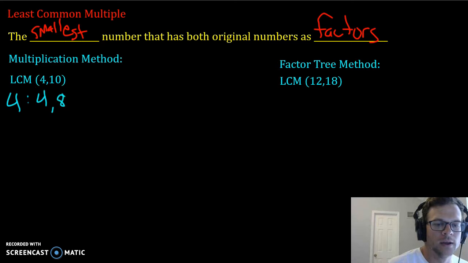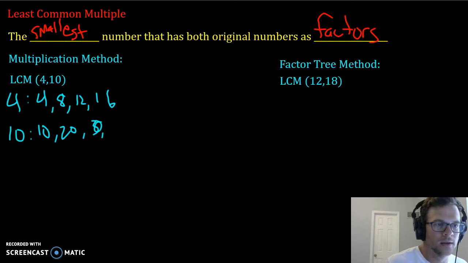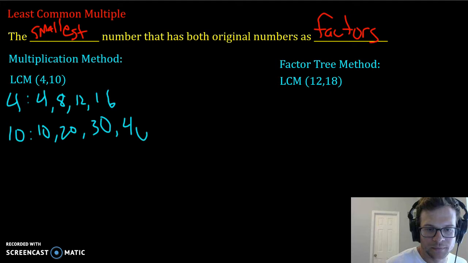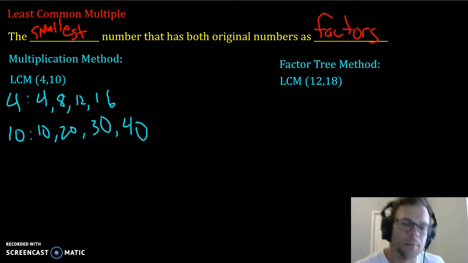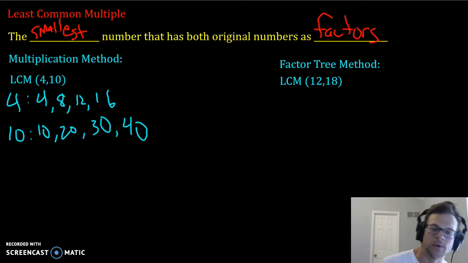So we have 4 times 2 is 8, times 3 is 12, times 4 is 16, and you would keep going until you feel like you have enough. And we'll go back and check after we get the second number. So for 10, 10 times 1 is 10, 20, 30, 40, and we'll stop right there for now. So none of these numbers are in common, and it looks like the list of numbers for the 10 gets larger than the numbers of the 4, which is why the 10 is bigger than the 4.